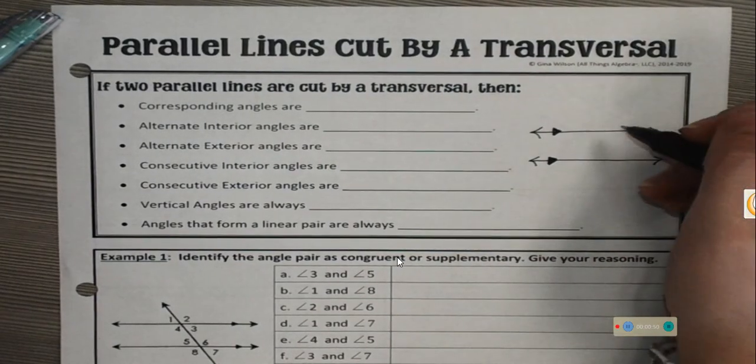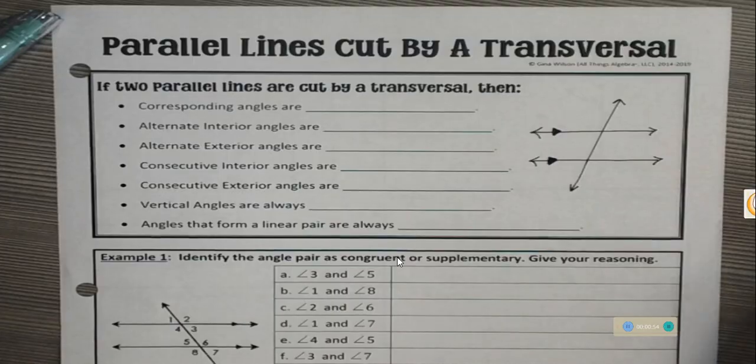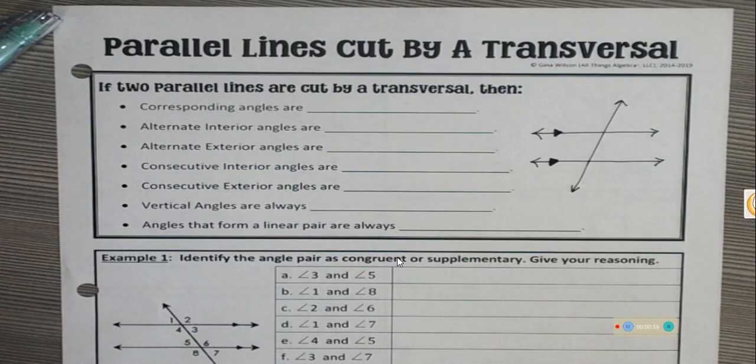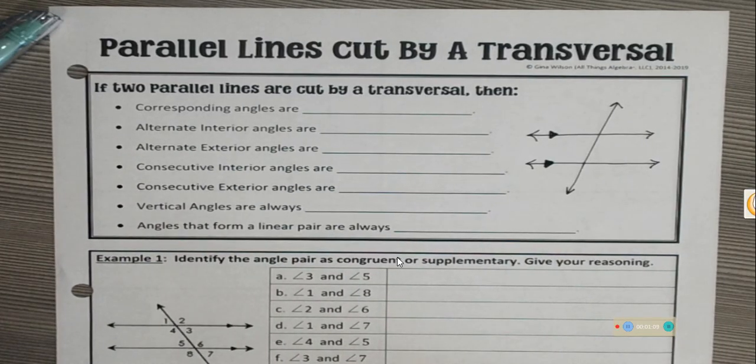They go on forever, they never slant any different. So that when I take a transversal and I cut them, the cool thing about that is every angle is now equal to another one or supplementary to that one. And so what we have to do now is we have to take these types of angles that we learned before and we have to figure out if they are going to be congruent, which means they're equal, or supplementary, which means they add up to be 180 degrees.